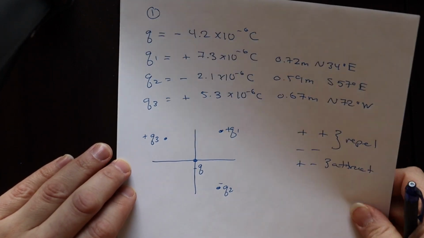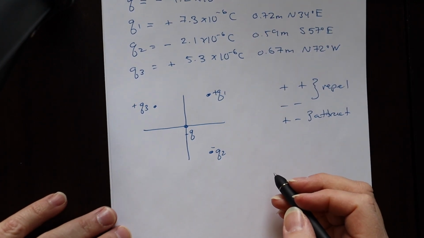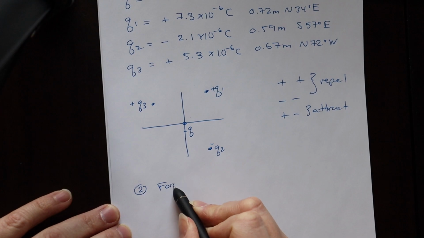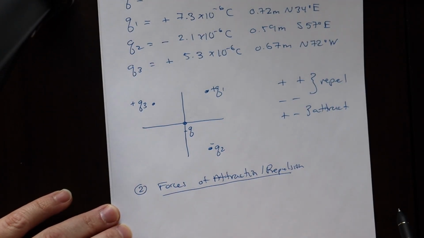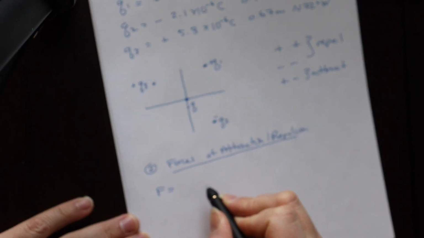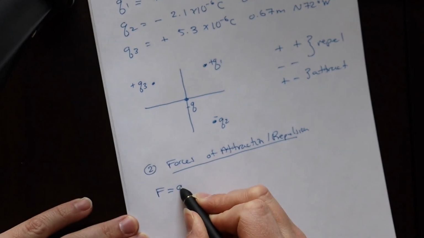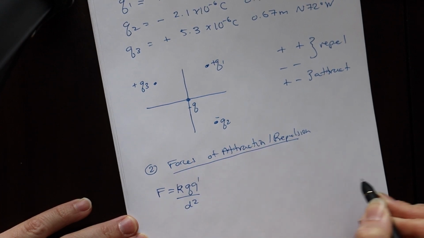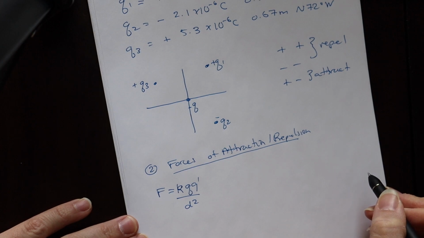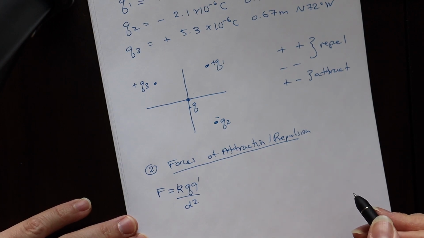Okay, so our second step, once we've dealt with all this, is to find the forces of attraction or repulsion. And I actually don't care about the sign of these right now. I just want to find the magnitude. So the formula for all of this is F equals K Q Q prime divided by D squared. K is a constant, Q and Q prime are the two different charges in question given to us at the beginning, and D is the distance between them in meters.